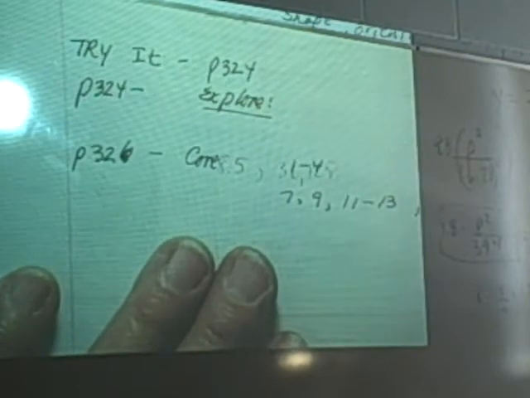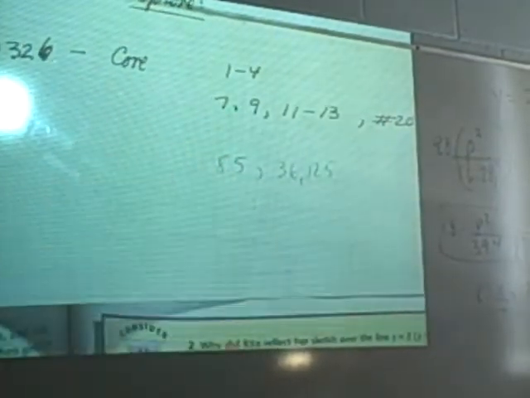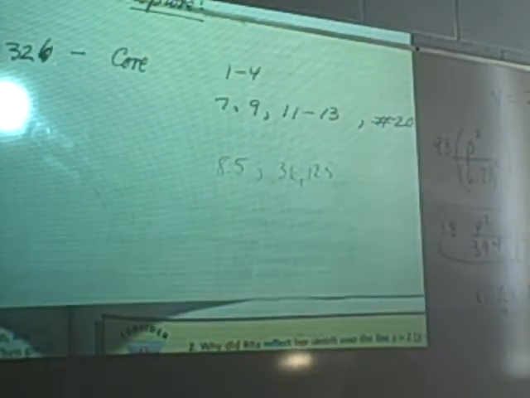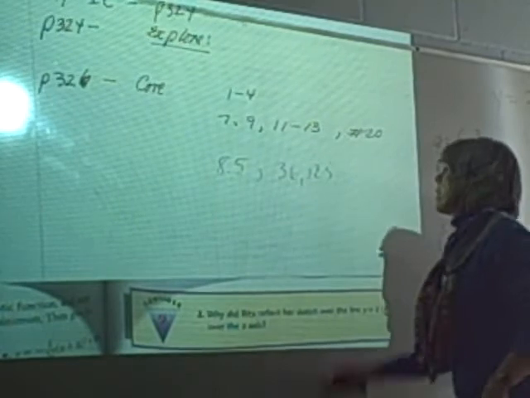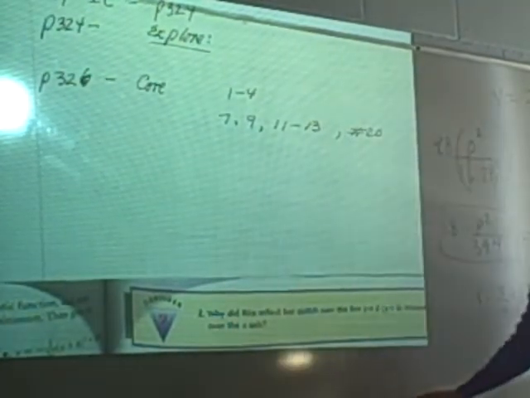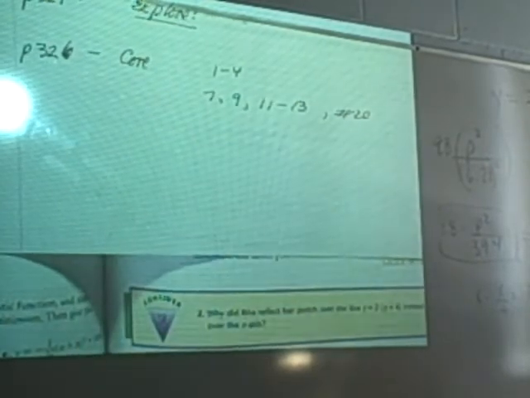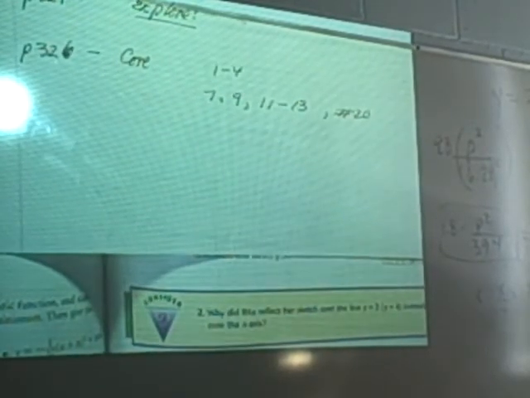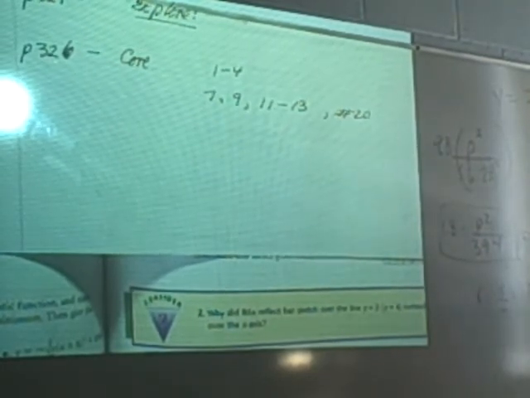Okay, so I'm going to give you your assignment now. Oh, look, she wrote it out ahead of time. We can't see it all. Yeah, can you read that out? Okay, it is on page 326. Do we have to do the try it? No, no. Page 326. 1 through 4, the core, 1 through 4, 7, 9, 11 through 13, and number 20.